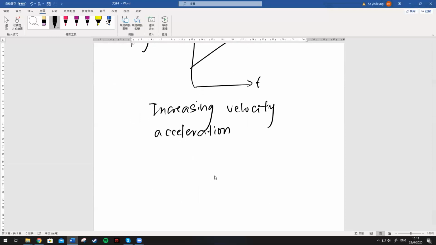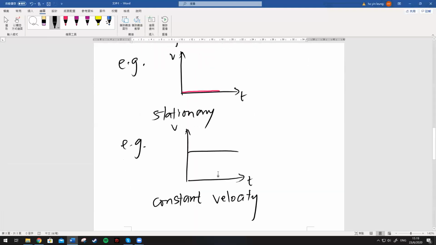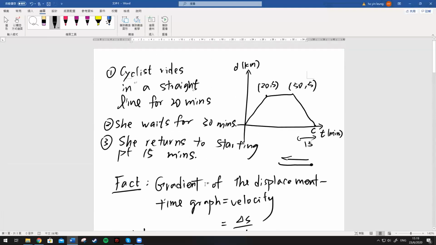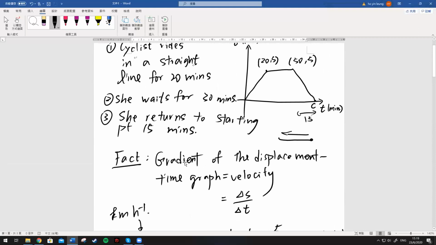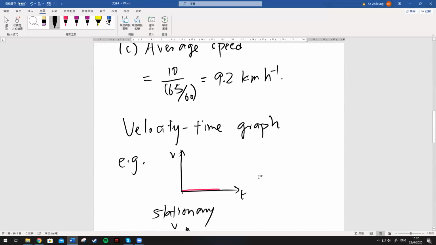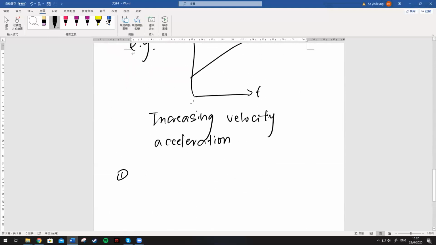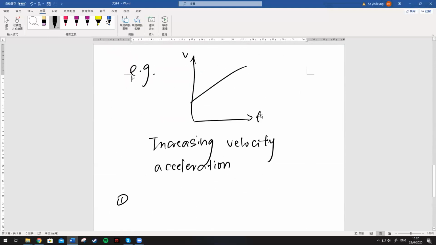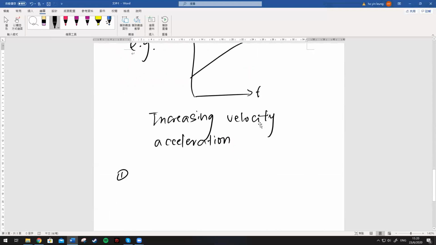Okay, so first of all, previously we had the displacement time graph, right? And then we interpret the gradient of the graph as velocity. So basically, you can think of taking gradient as taking the rate of change. Okay, so that's the very usual way of thinking. So if you take the gradient of the velocity time graph, what will you get? The gradient of the VT graph is the rate of change of velocity.